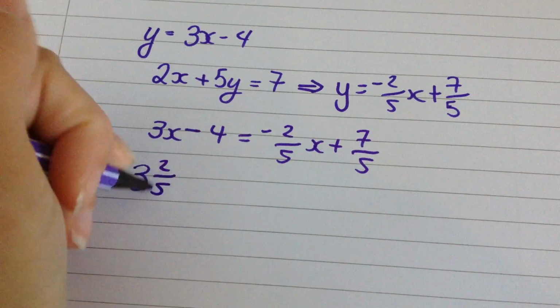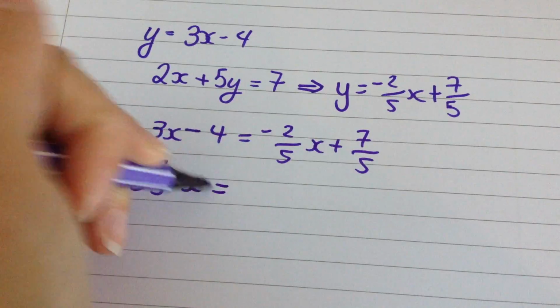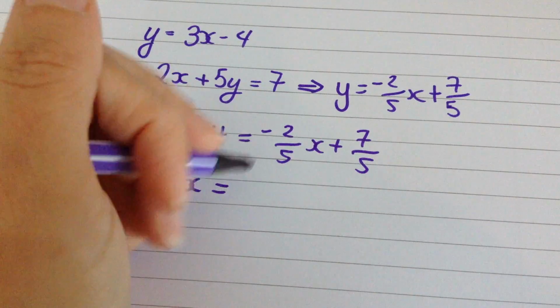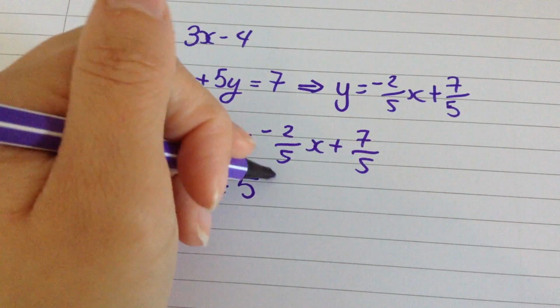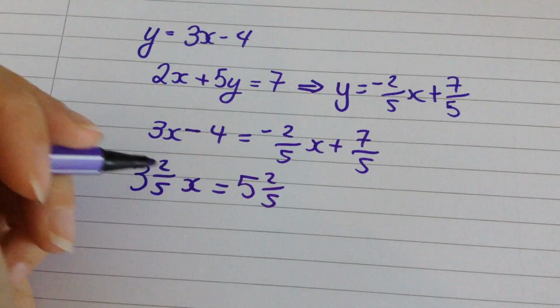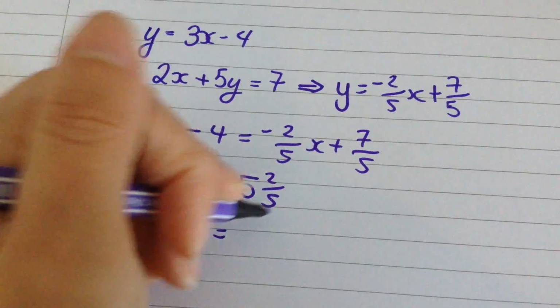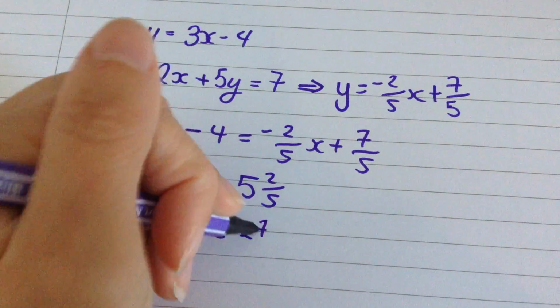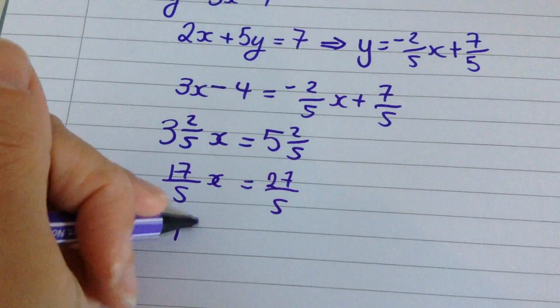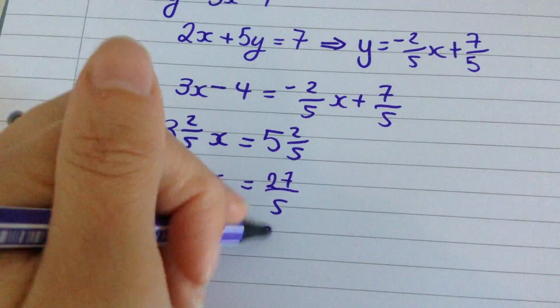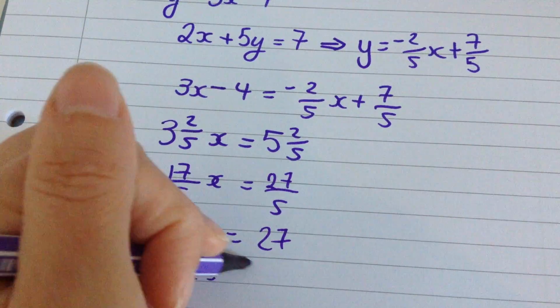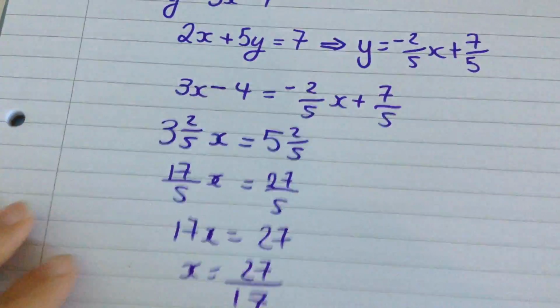So I've got 3 2/5 of x equals 4 7/5. What's that? 5 2/5. And let's convert this. So that's 17/5. And that's 25 27/5. Times both sides by 5. And divide. So x gives me that.